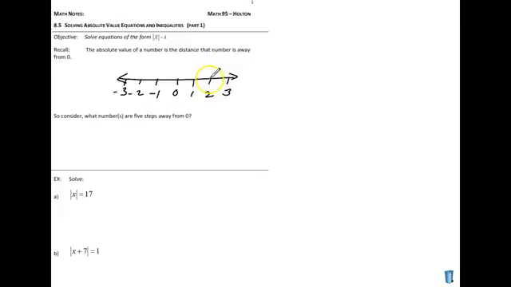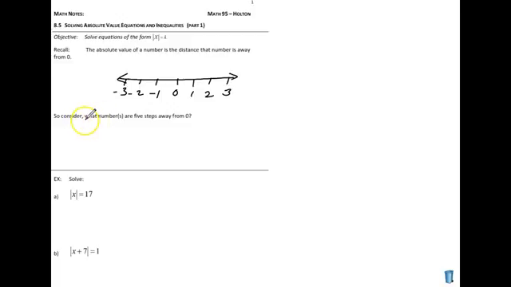So if I'm at 2, what is the absolute value of 2? Meaning, how many steps did it take to get to 2? If I start at 0, I take 1 step, 2 steps. The absolute value of 2 is 2. Similarly, if I'm over here at negative 3, what is the absolute value of negative 3? How many steps did it take me to get there? It took me 1, 2, 3 steps. So the absolute value of negative 3 is 3.